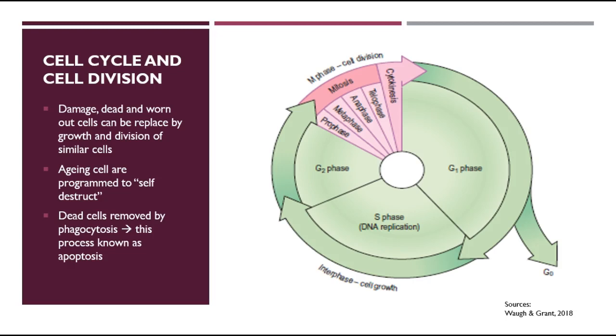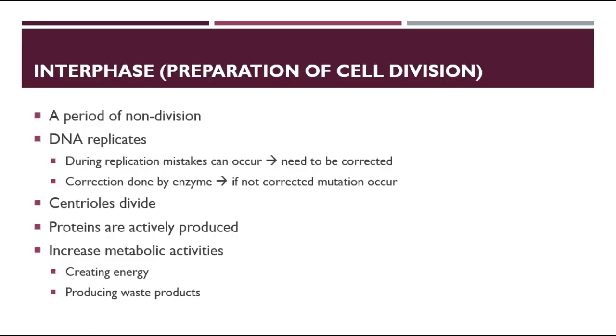For example, your blood cell. Alright, the red blood cells' lifespan starts from when it is formed in your bone. Alright, so the red blood cells have a lifespan of about 120 days, which means at the end of the 120 days, self-destruction occurs where the red blood cells will self-destruct and be removed by the process of phagocytosis, which is known as apoptosis.